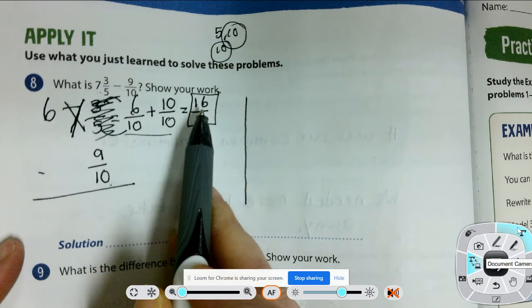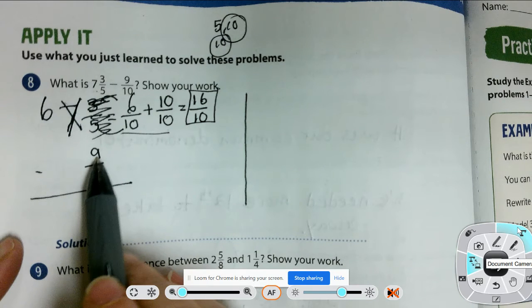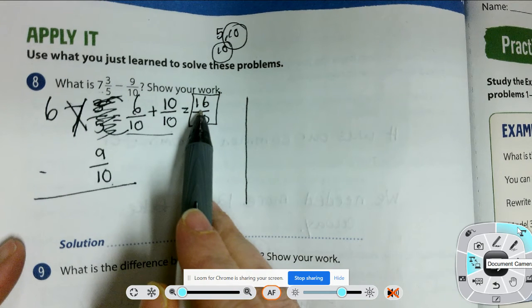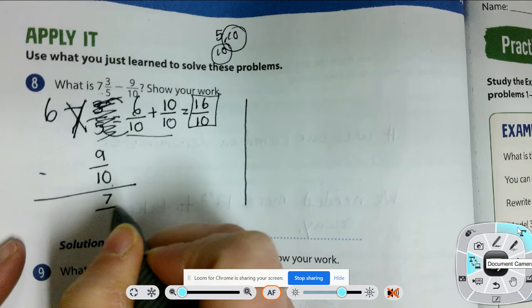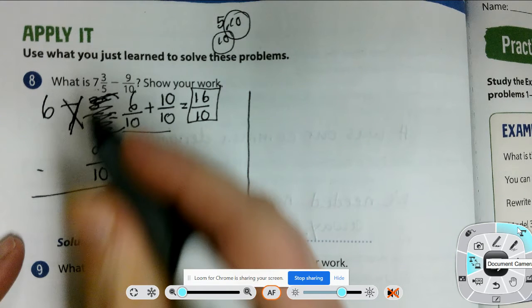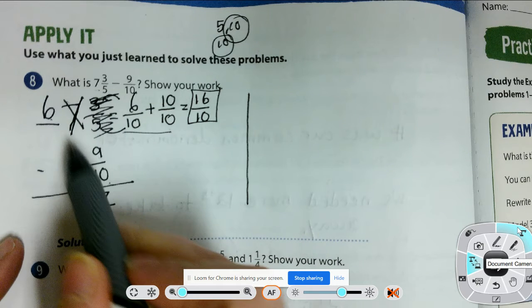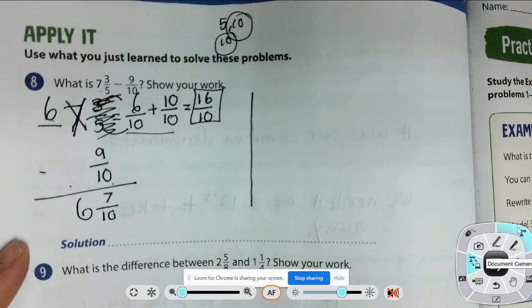So I can count up or I can count down. I like to count up. So 9 to my 10 is 1 plus 6 more is 7. So 16 take away 9 is 7. Use the same denominator, 10. And then I know that I have a 6 over here. So 6 take away nothing is 6. And my answer is 6 7/10. That is one way to do it.